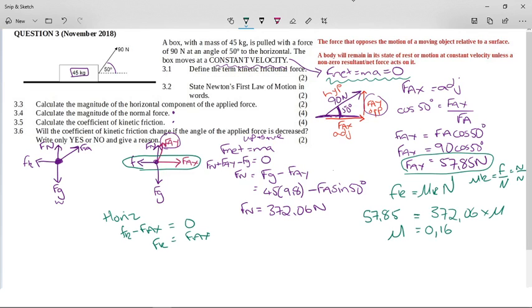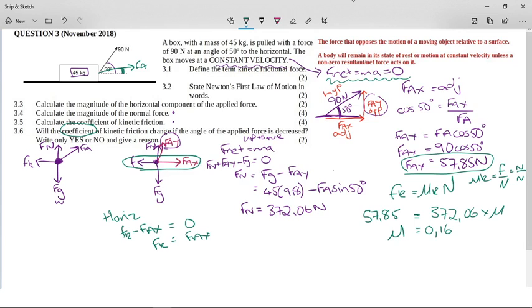Now the last part of the question says, will the coefficient of friction, and look here, they're asking you about the coefficient of friction, not the force of friction. It says, will the coefficient of kinetic friction change if the angle of the applied force is decreased? So they mean, what happens if I make this FA and this angle teeny tiny? If you started pulling the box like that, you would actually get the box to go forward faster, because you've got more of a horizontal component pulling it along.